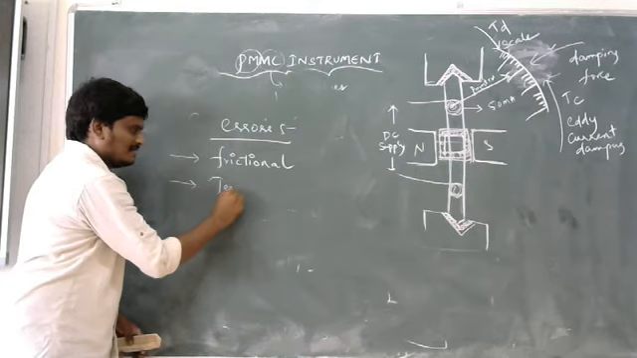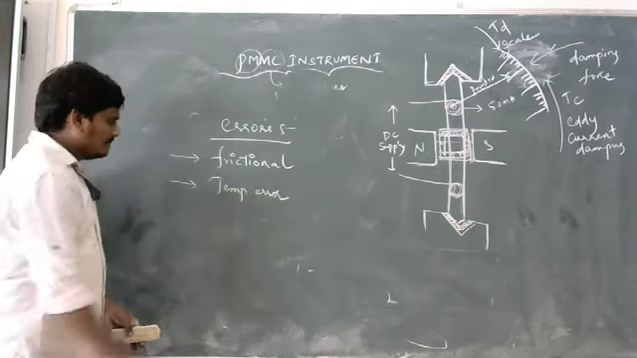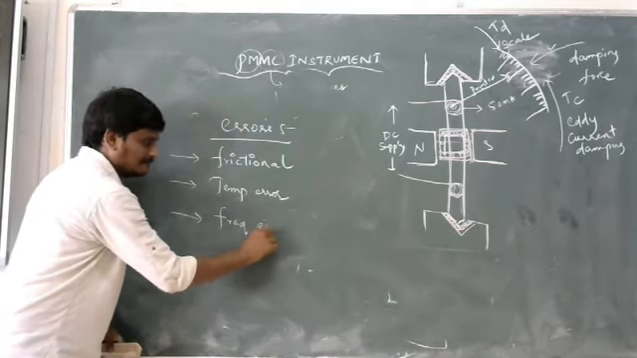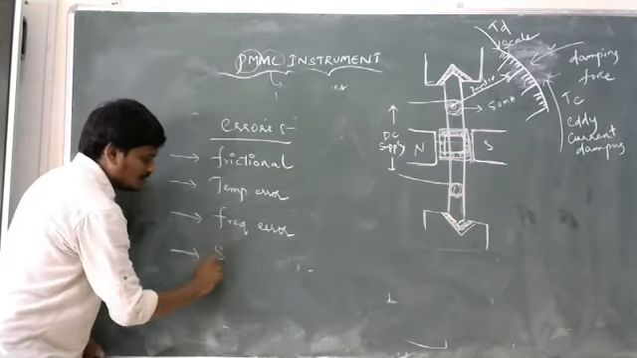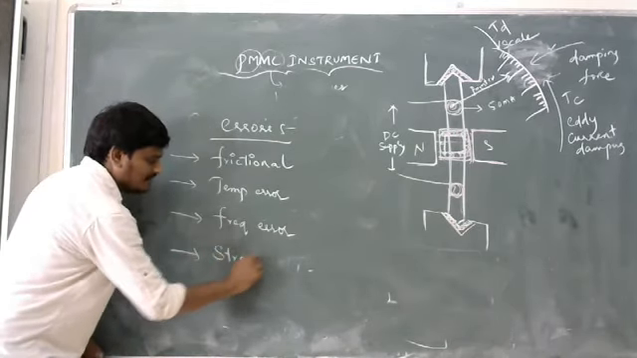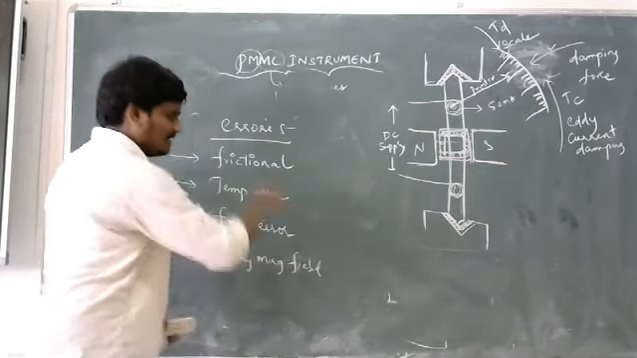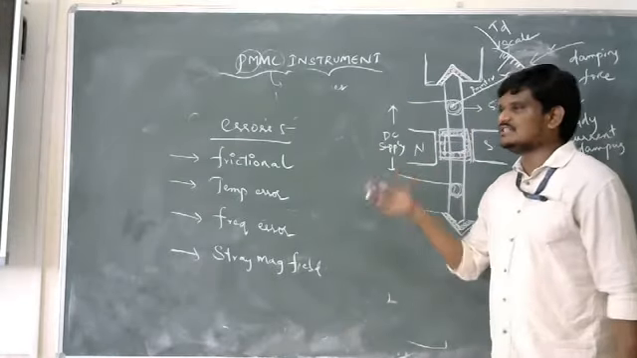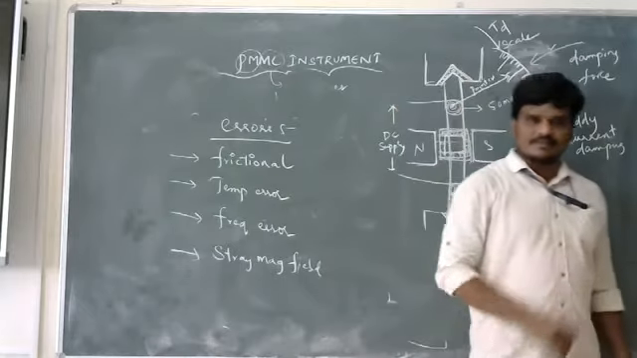Second one is temperature error. Third one is frequency error. Fourth one is stray magnetic field error. These are the four major types of errors which may occur in any instrument, either it may be an MC instrument or it may be an MI instrument.